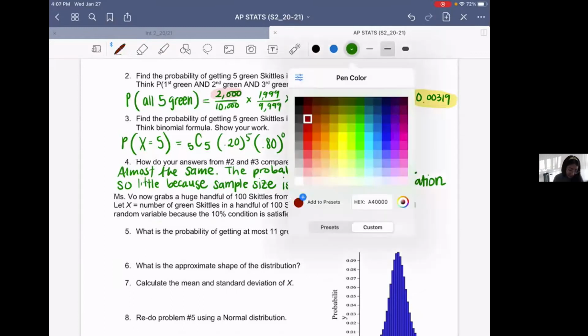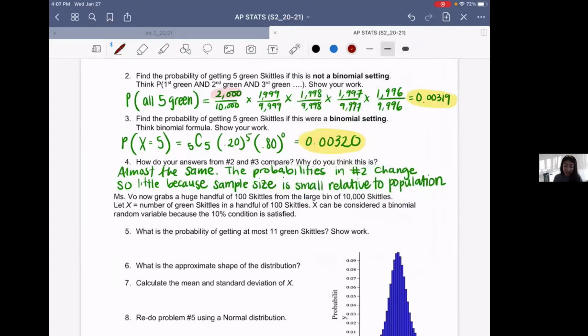This is also called the 10% condition. And what the 10% condition is saying is that when the sample size is smaller than or equal to 10% of our population size, replacement and non-replacement is almost exactly the same. If the sample size was a lot larger, then you will see a huge difference between these two values.